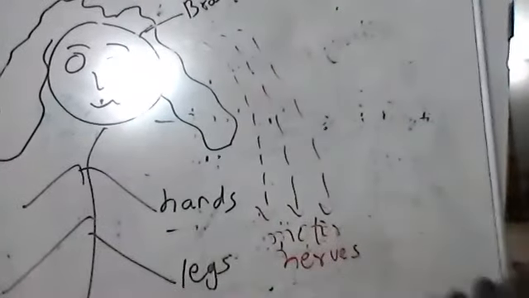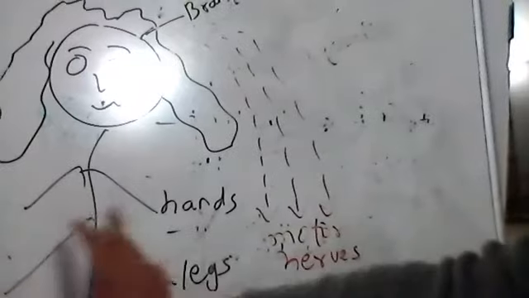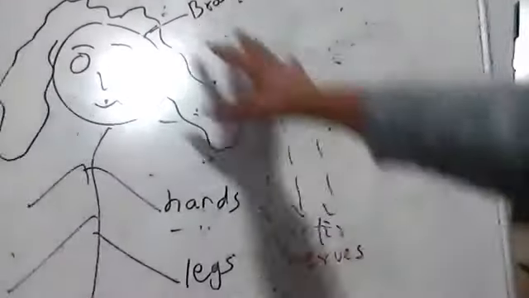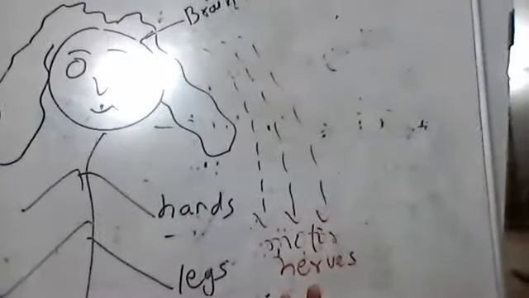So sensory nerves carry the questions or the requests from different parts of the body to the brain, so the brain can act and send the solution, and the solution or the response from the brain to different parts of the body is carried by the motor nerves.